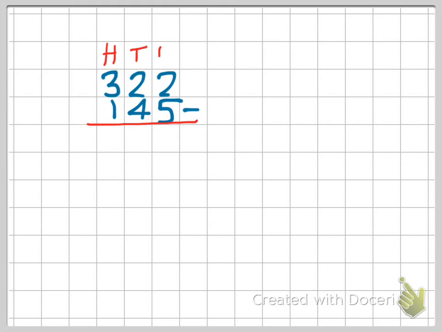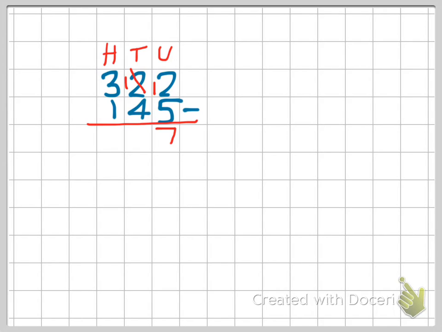Hundreds, tens, units. Okay, in the units column, 2 take away 5. We can't do that, so we go to the next column along. We take a 10. We have 1 ten left. Change the 10 into 10 units. Put the 1 in front of the 2 to make 12 instead of 2 units. 12 take 5 is 7.